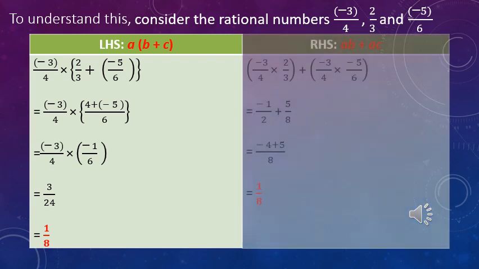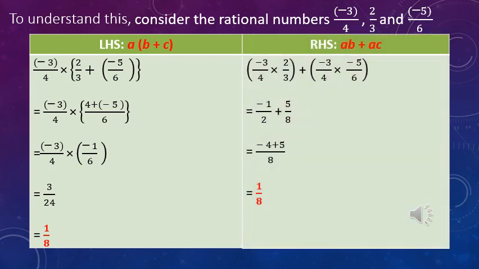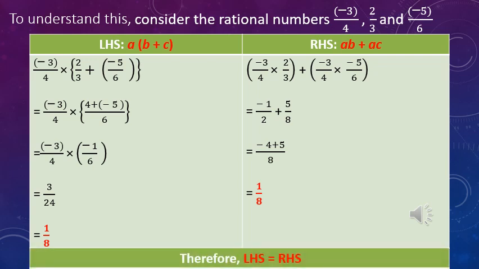Now consider RHS. In the RHS, we have taken the expression A multiplied by B plus A multiplied by C. By solving using this expression, we are also getting the answer as 1 by 8. Hence, we have LHS is equal to RHS. Hence, the property distributivity of multiplication over addition holds true. Similarly, the property distributivity of multiplication over subtraction also holds true.